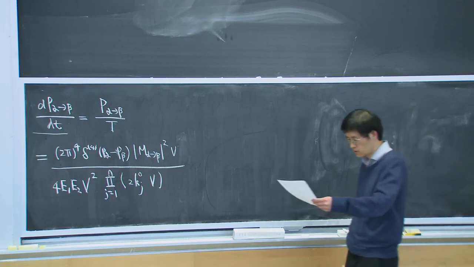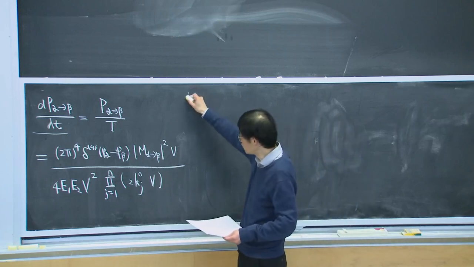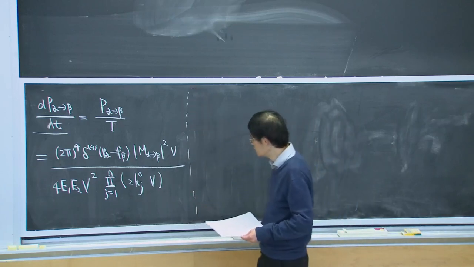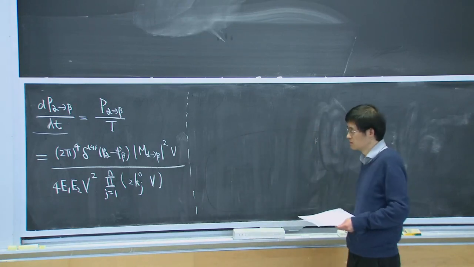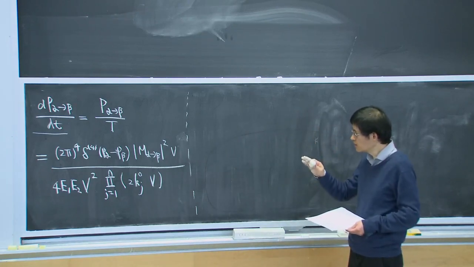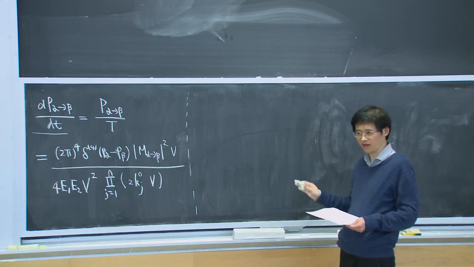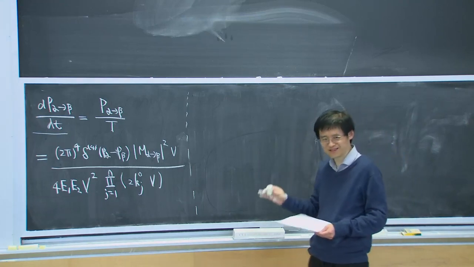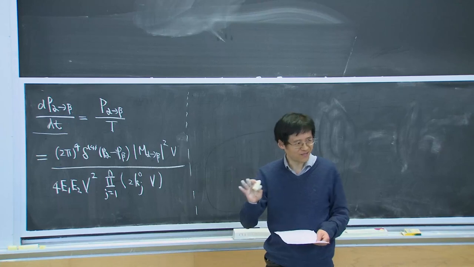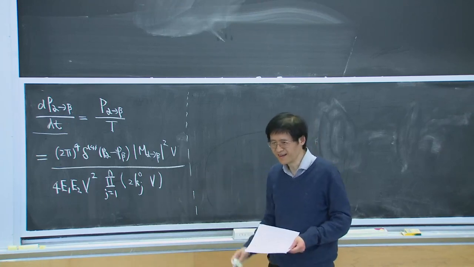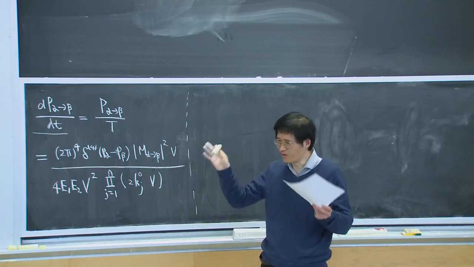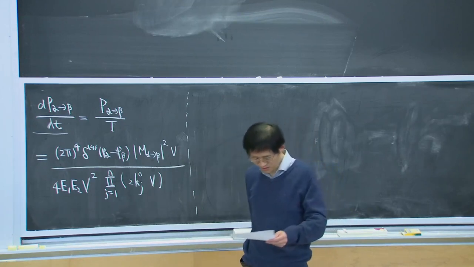Good. So you see, there's all this V flying around. They look very unpleasant, but don't worry. Later, if you are doing the right thing, then all these unpleasant things will go away. So that's the rule of physics. In the intermediate steps, you may see lots of unpleasant things, but if you are doing the right thing, then all these unpleasant things will go away, or you say, then I must be doing the right thing.